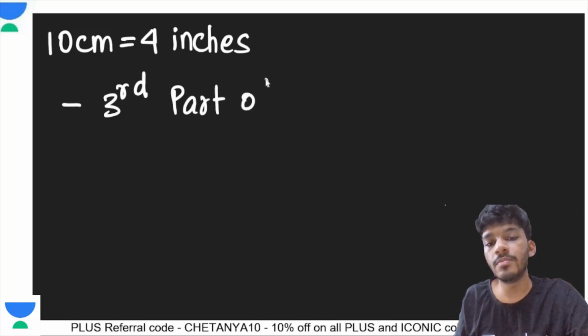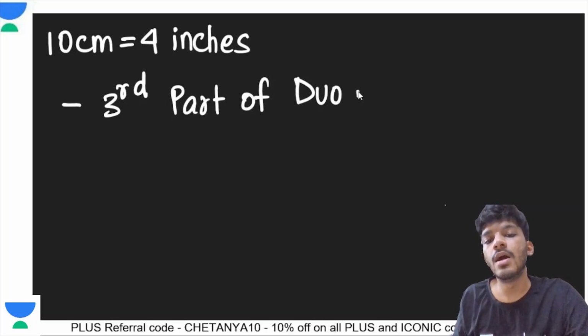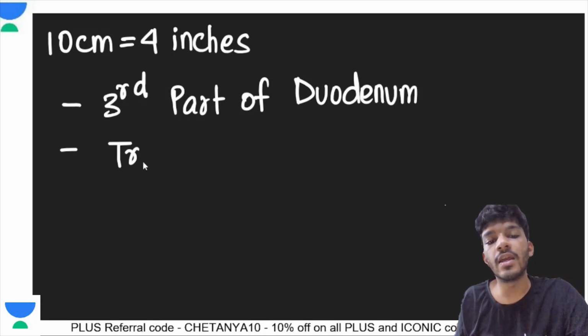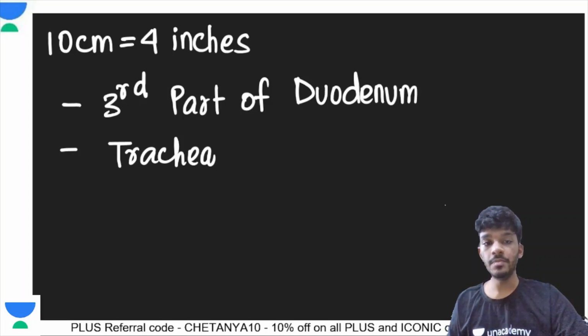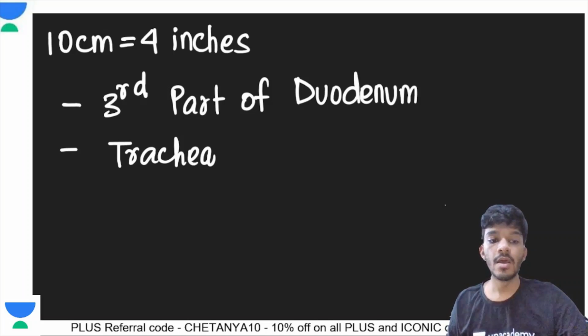Third part of the duodenum. I'm not making the diagram here. You can make it if you think it helps you remember. Then you have the trachea, right? The esophagus was 10 inches, whereas the third part of the duodenum is 4 inches, and the trachea is also going to be 4 inches. Okay, the trachea is relatively shorter because it bifurcates, right?